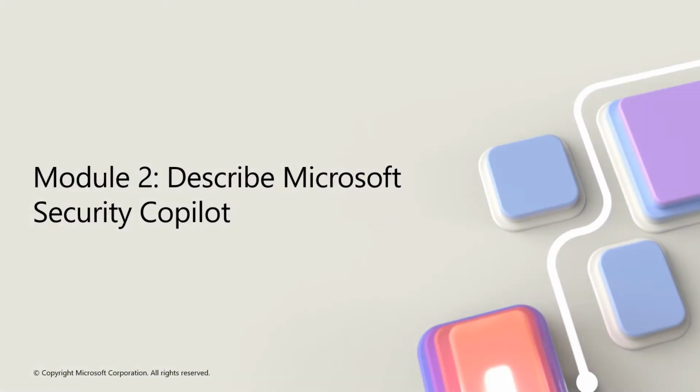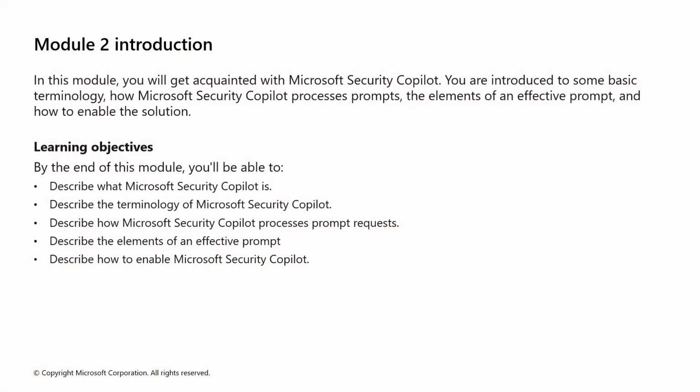Let's dive into our second module, which will be describing Microsoft Security Copilot. By the end of this module, you'll be able to describe what Microsoft Security Copilot is. You'll be able to describe the terminology of Microsoft Security Copilot. You'll describe how Microsoft Security Copilot processes prompt requests. You'll be able to describe the elements of an effective prompt. And finally, we'll talk about how to enable Microsoft Security Copilot.